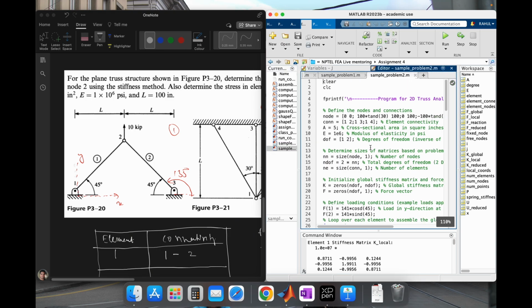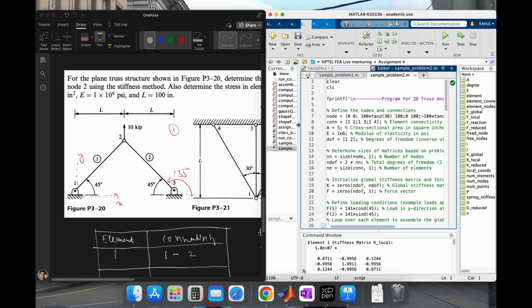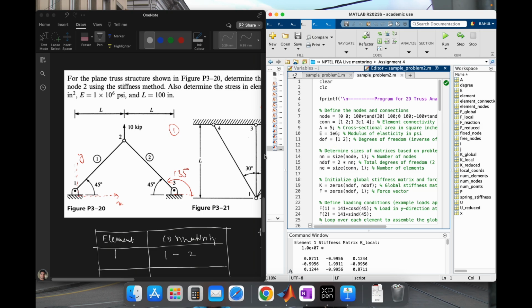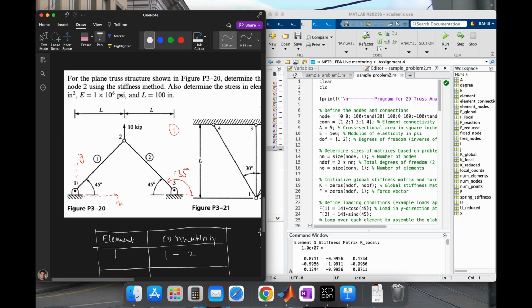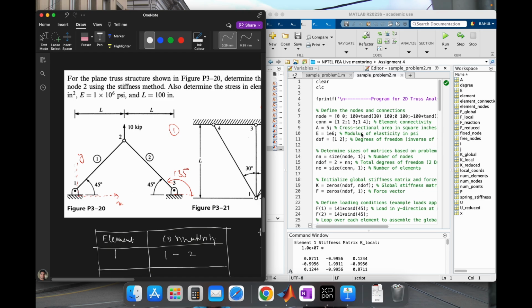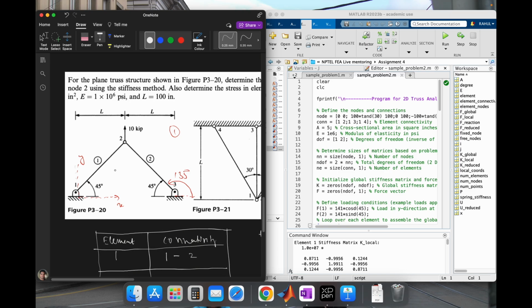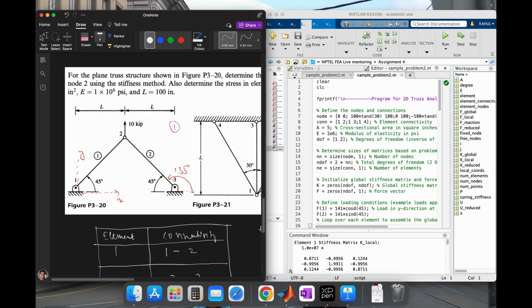Actually, I have already created a code specifically for this problem. Now I have to write the coordinate, which is nothing but the x value and y value of node 2. If we measure this x axis length, it is nothing but L. That's why I have written 100. So I think I have made some mistake. So yeah, L. I have to modify this code.